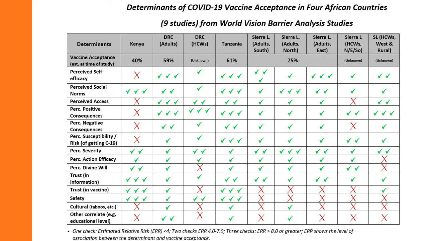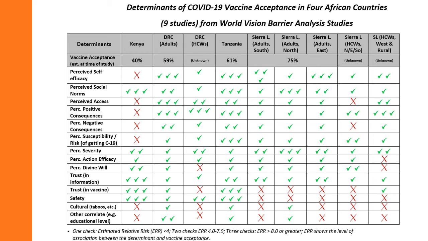This table shows which determinants of COVID-19 vaccine acceptance were found to be important in 9 BAs that were done in 4 countries in Africa, and which were more strongly correlated with vaccine acceptance. An X means that they were not found to be associated with COVID-19 vaccine acceptance. And green checks mean that they were. The more checks means the higher the level of association.